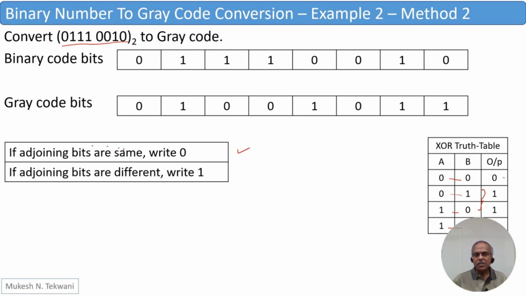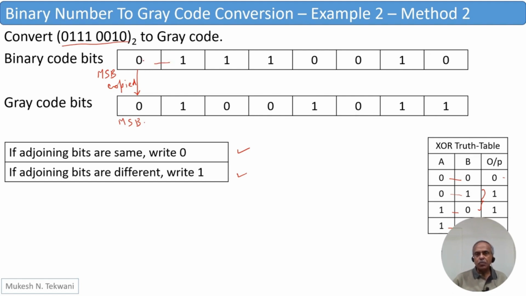If adjoining bits are same, we will write a 0, and if adjoining bits are different, we'll write a 1. So let us start. First, the most significant bit of the binary is copied. This is simply copied, and it becomes the most significant bit of the gray code. But now observe this. Compare two bits which are successive, two adjoining or adjacent bits.